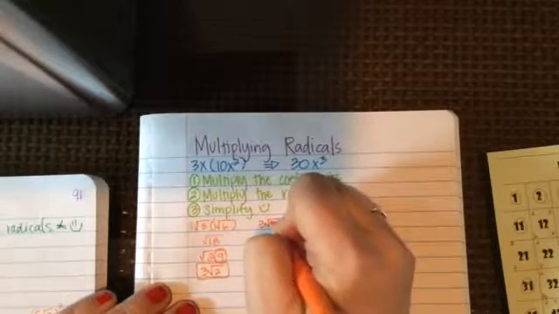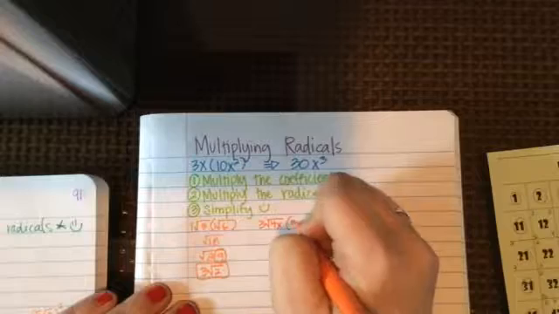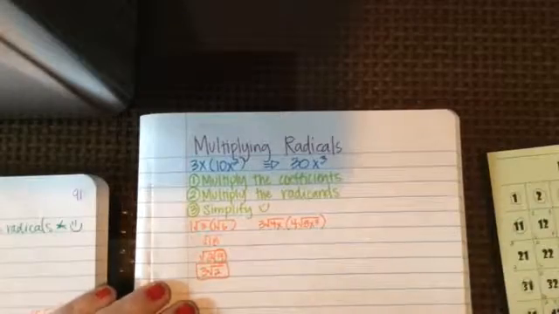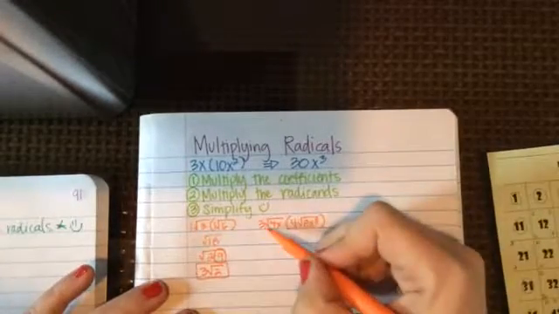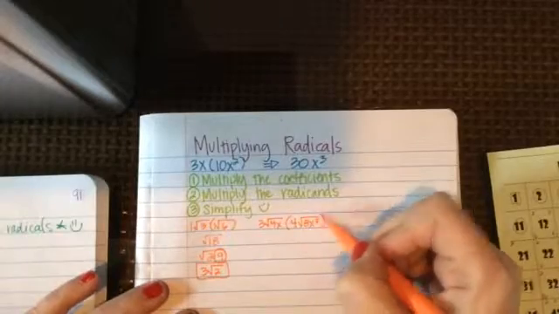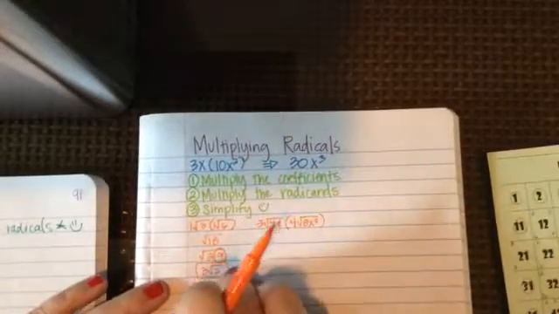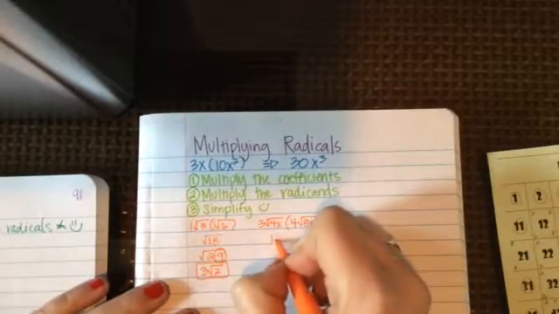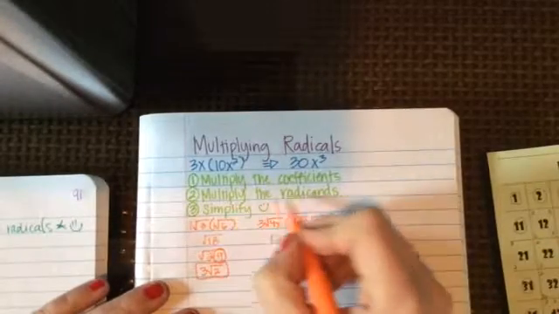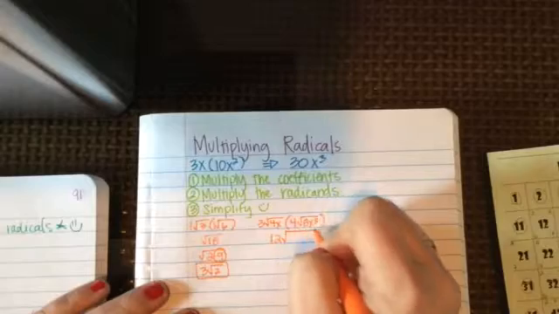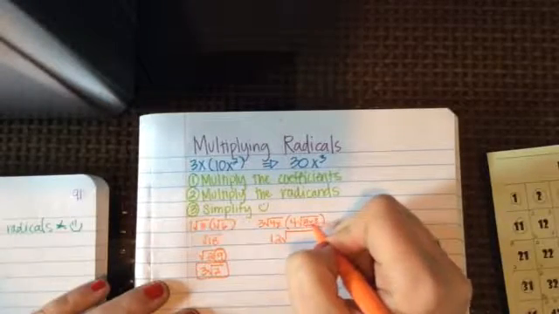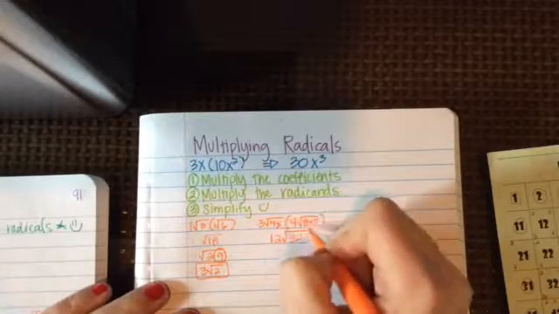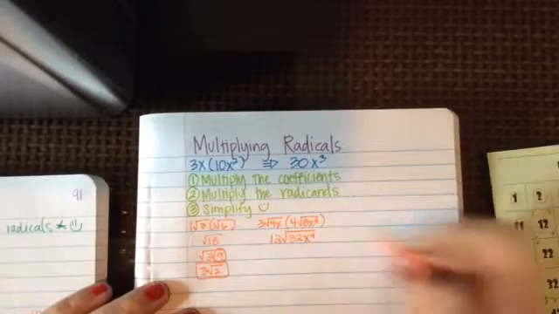So let's throw a few variables in there just to make things interesting. We have 3 radical 4x times 4 radical 8x to the third. Same rules. Same 3 rules as the first problem. One, multiply the coefficients, so 3 times 4 is 12. Multiply the radicands, so 4x times 8x to the third. 4 times 8 is 32. X to the first times x to the third is x to the fourth.